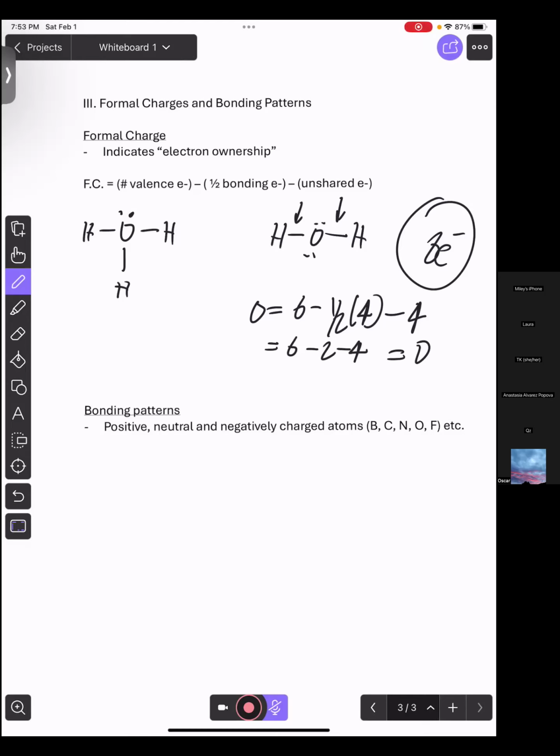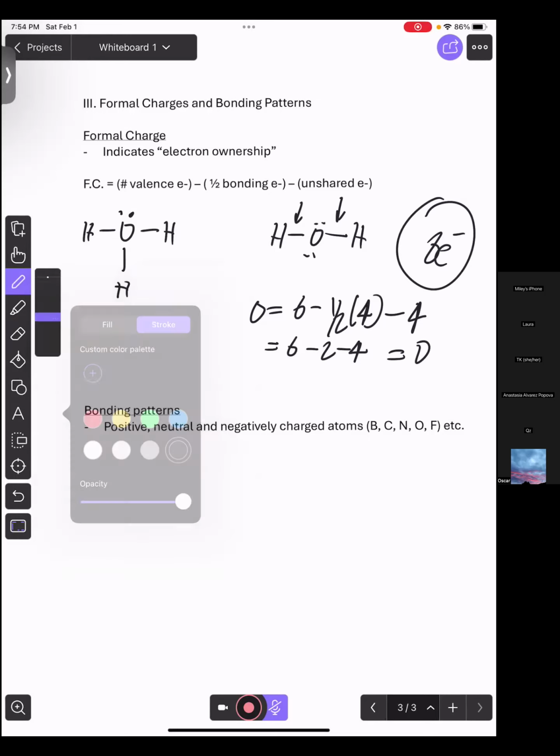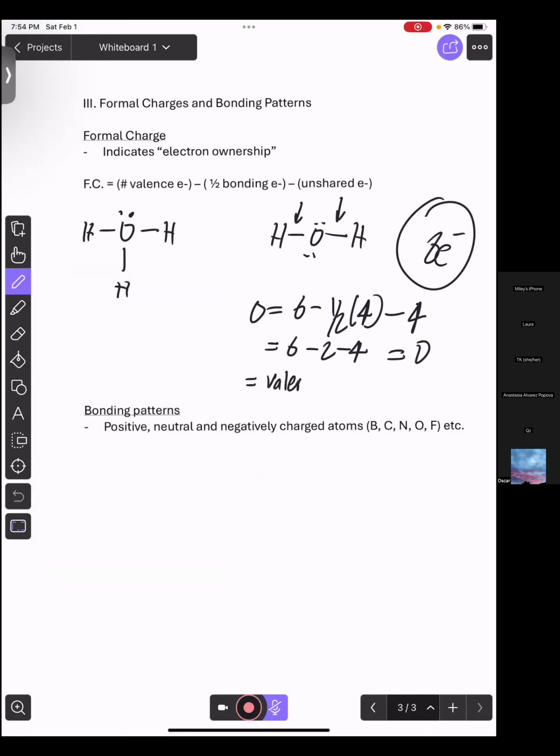By the way, this formula is a little tricky for some people, so I have a shortcut. You want to hear the shortcut? The way you calculate it is this. It's the valence, minus the sticks, minus the dots. This is a shortcut way, all right? Valence minus sticks minus dots. So if the valence of oxygen is 6, it has 2 sticks coming out of it, and it has 4 dots. So it's 6 minus 2 minus 4. That's the short way to do it, and that's really how you get there very quickly.